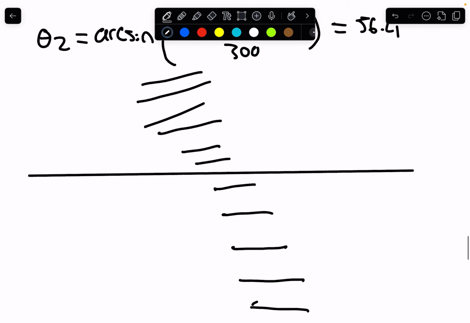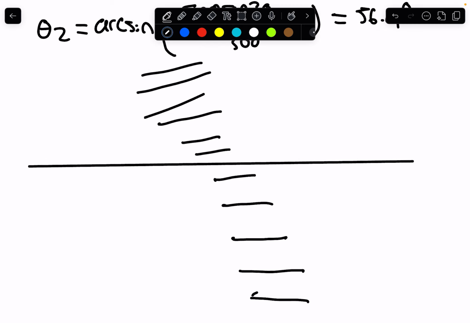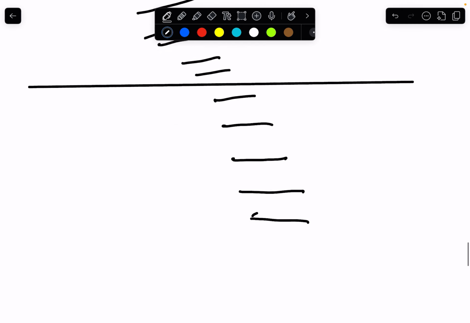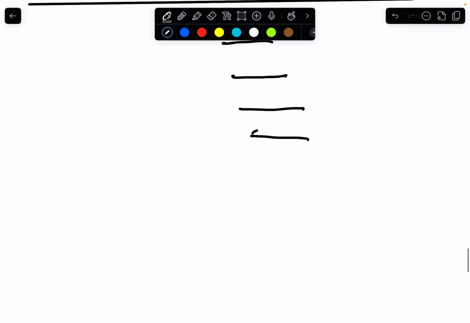Which unit is used to express the number of lines on a diffraction grating? Well, simply lines per millimeter. Okay, which factor affects fringe spacing in a double slit interference pattern?